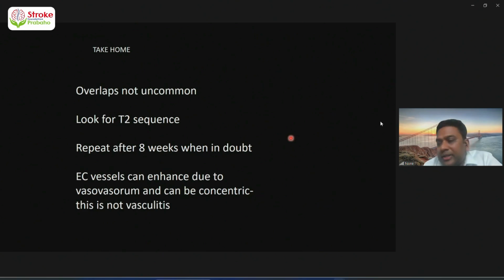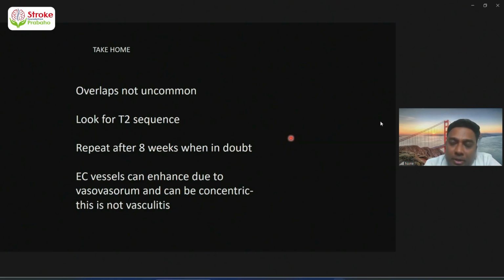So the important thing is 90% of the time when you think it is vasculitis on imaging, it is not. So you have to be very careful reporting vasculitis. Overlaps are not uncommon, meaning atherosclerosis, we always say it is eccentric, eccentric, eccentric, but it can be near concentric. So what is the way to know? You have to look at the T2 sequence. Looking at the T2 sequence will help you differentiate vasculitis from atherosclerosis. If there's a juxtaluminal T2 hyperintensity, it goes to atherosclerosis and not vasculitis.